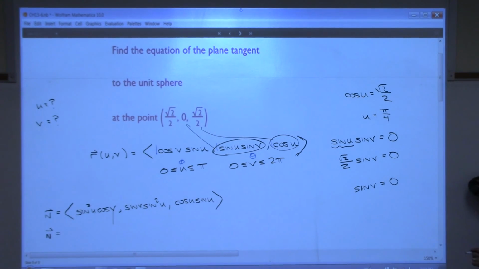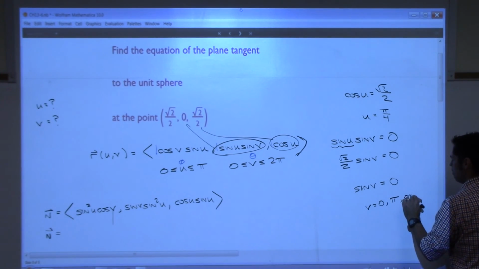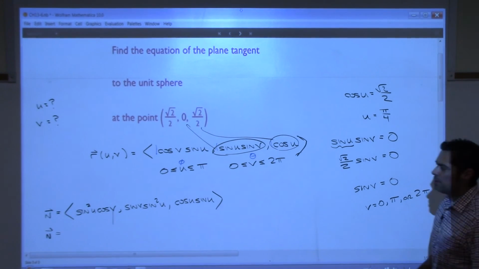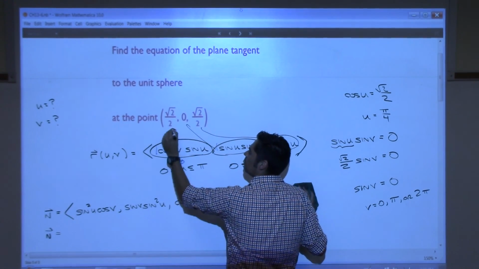Where's sine 0? 0 and pi and 2 pi, right? So I have a couple of different options here. v could be 0, pi, or, yeah, I'll say or 2 pi. Do you agree? That's not good enough. So we should be able to get it from this last one. How about this last one?